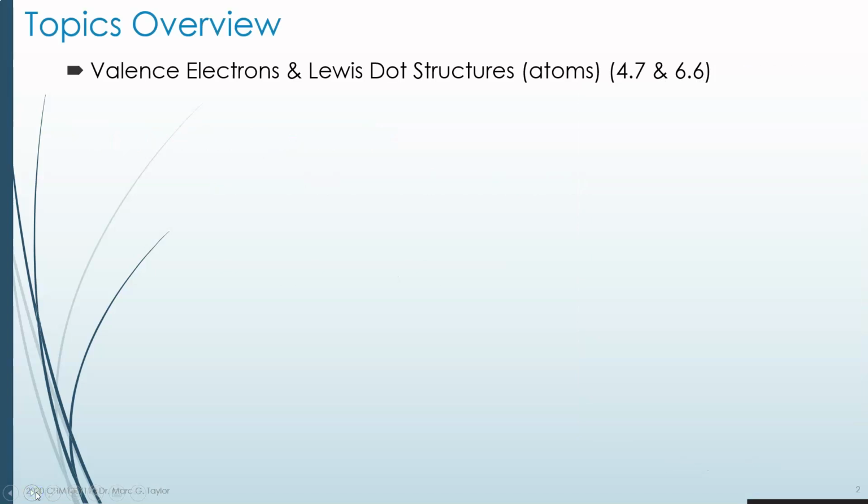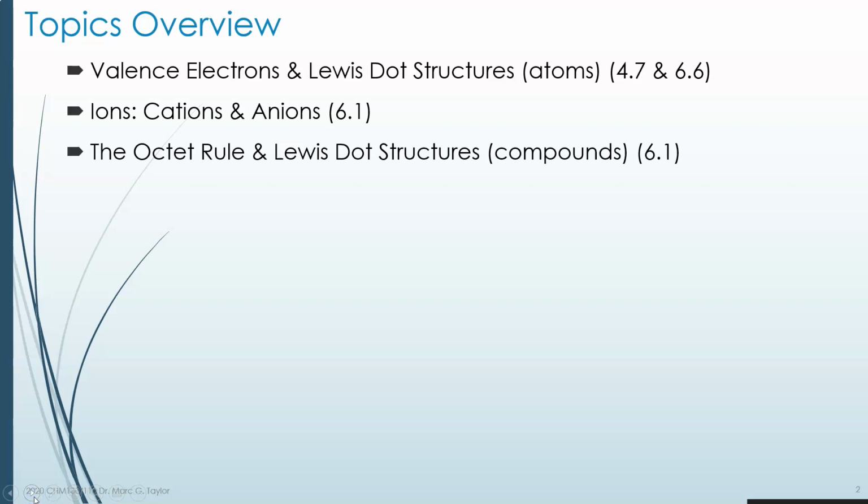We're going to be covering in this unit valence electrons and Lewis dot structures and what that means, specifically the Lewis dot structures of individual atoms. This is how to draw atoms showing the valence electrons around them. We'll talk about cations and anions. Cations are positively charged ions. Anions are negatively charged ions.